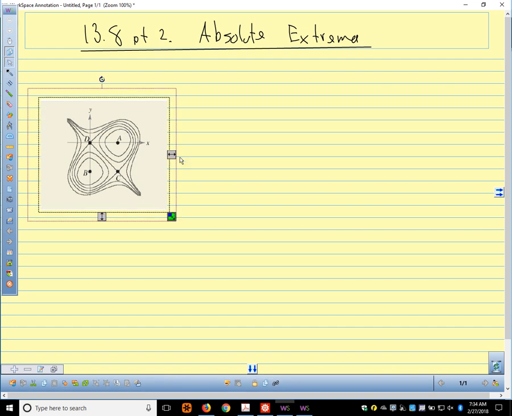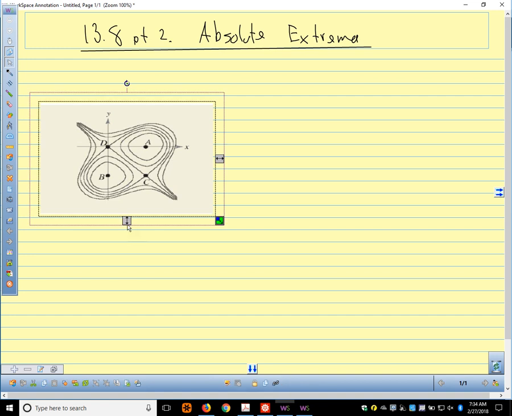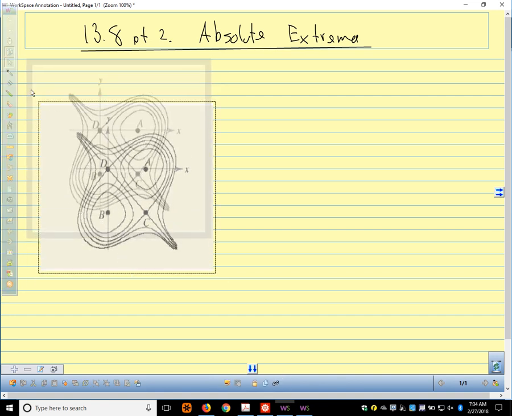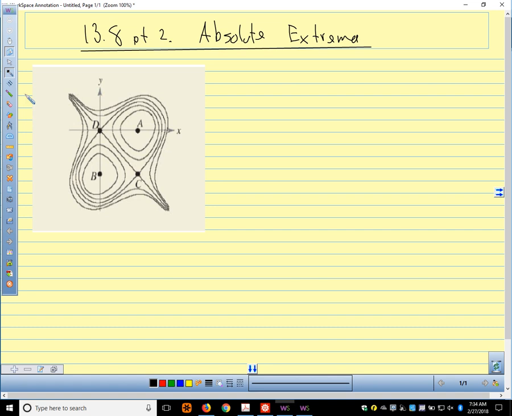We have these points marked on there. So first thing I want to do is ask, on this surface, what kind of points could these A, B, C, and D be? So how about A? Yeah, could it be a max or a min, right? Because we could go downhill to get to A, or we could go uphill to get to A. How about B? Same thing.